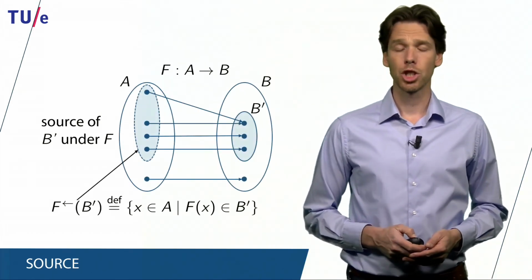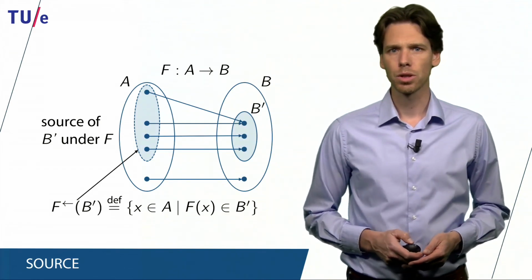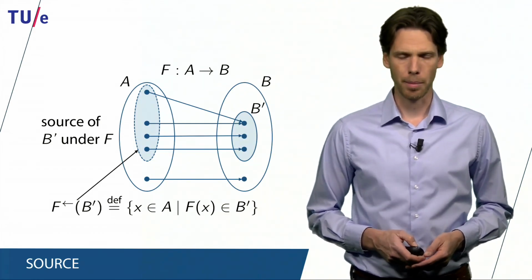We end the lecture showing again the definition of the source of a subset of the codomain of a mapping. We have discussed mappings as special kinds of relations and the notions of image and source. In the next couple of lectures, we will discuss special kinds of mappings.